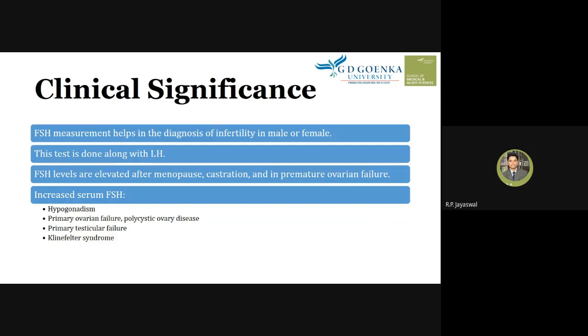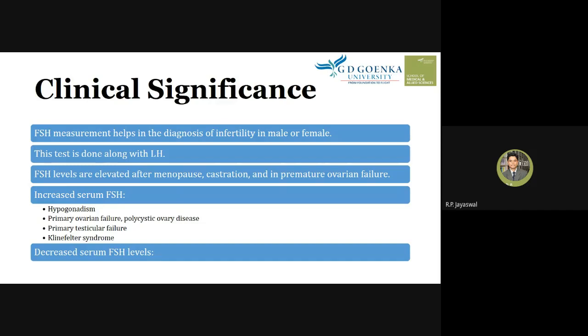Primary ovarian failure, we say, or polycystic ovary disease. This is a very specific disease which takes place in the ovary, and in such polycystic ovary disease, the FSH level comes at a higher level. Primary testicular failure: here, the failure of the testes, unable to produce sperm and testosterone, so the FSH level may be higher. And this is a chromosomal disorder, Klinefelter syndrome, where there is an extra X in the XY sex chromosomes present in an individual, and in such a condition, FSH levels are very high.